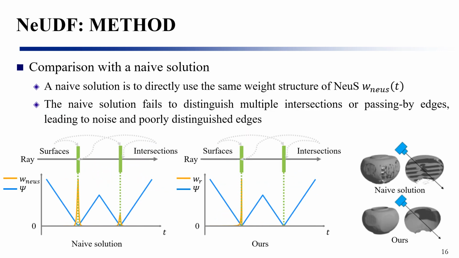We further show the comparison with a naive solution in multiple intersection cases. The naive solution is to directly use the same weight structure of NeuS, w_NeuS. From the picture it can be seen that, even given the precise UDF value, the naive solution still distributes non-zero values at every intersection point. This means the rendered color is constantly a mixture of visible and invisible surfaces, preventing the network from learning the real color of a single surface or distinguishing each surface. The network compensates for this bias with spurious surfaces. See the noise and poorly distinguished edges of the bull model. In contrast, our function is aware of the surface invisibility and free from inner noises.